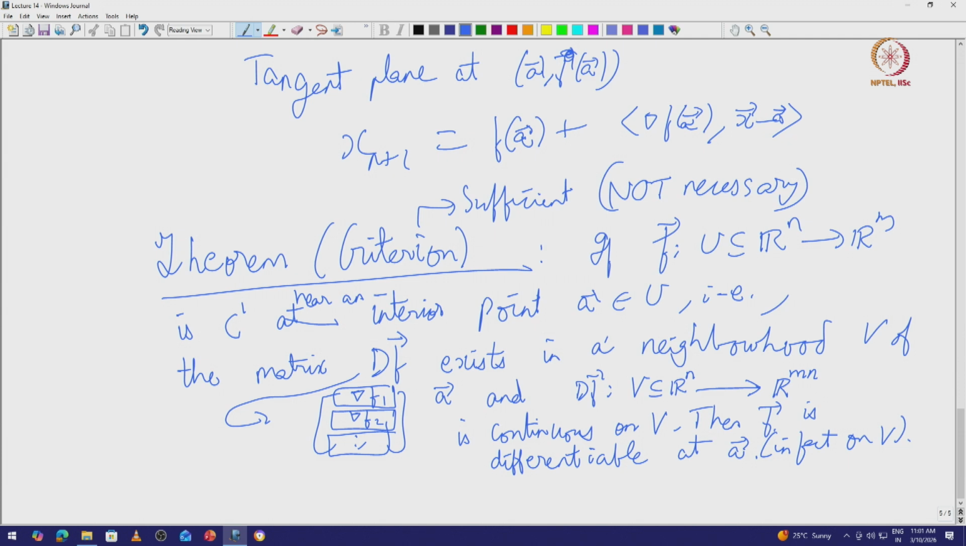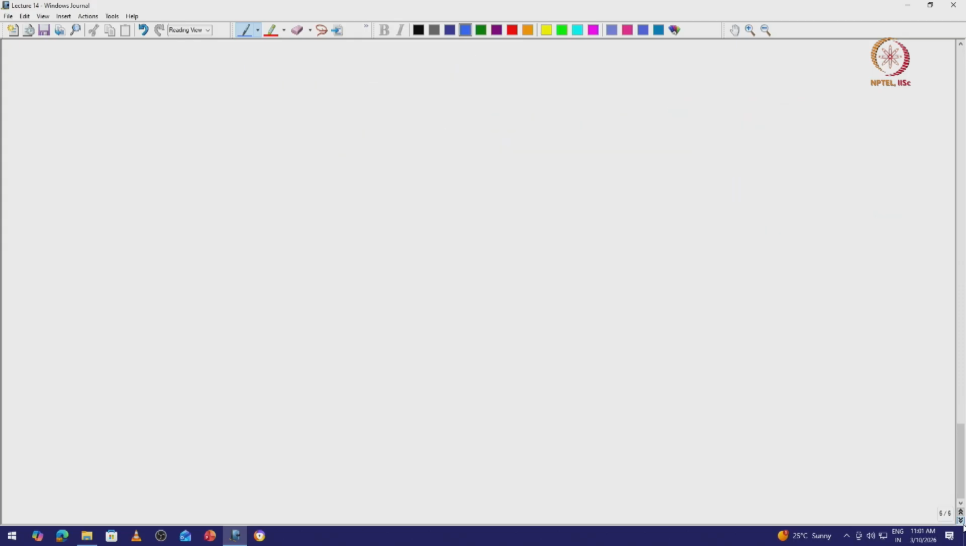What does C1 mean again? That the partial derivatives exist of all components and the partial derivatives themselves form a continuous function. Okay. So why is this a practical criterion? Here are examples where we can apply this criterion.